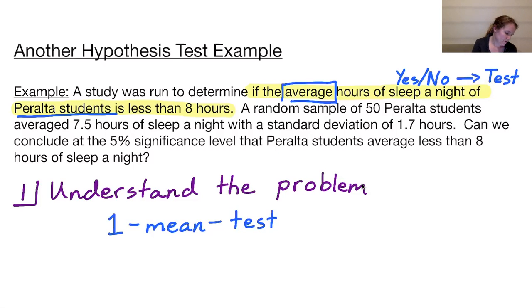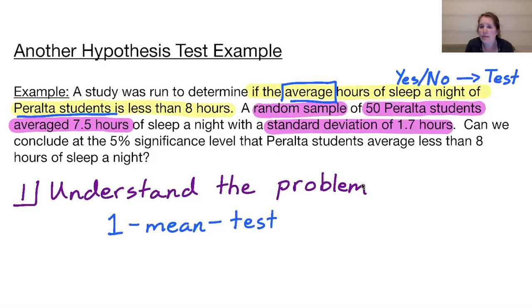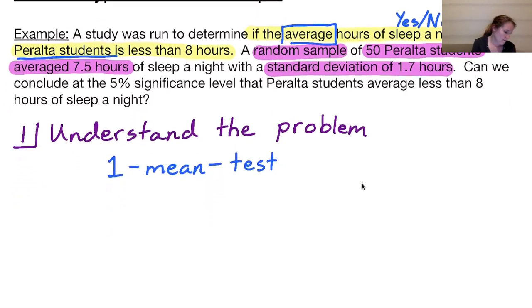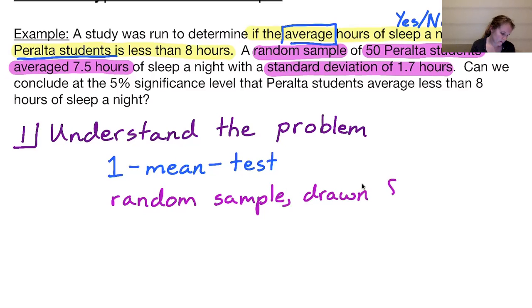From here, we have our random sample of 50 Peralta students, average 7.5 hours, with a standard deviation of 1.7 hours. So everything in this sentence is talking about the sample. So we know we have a random sample, which is drawn from the entire population.